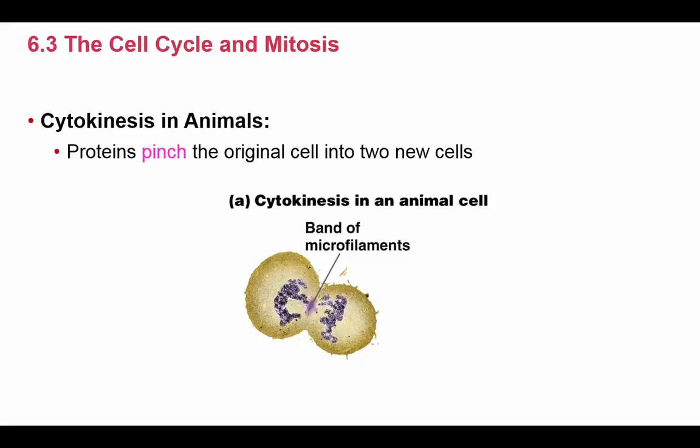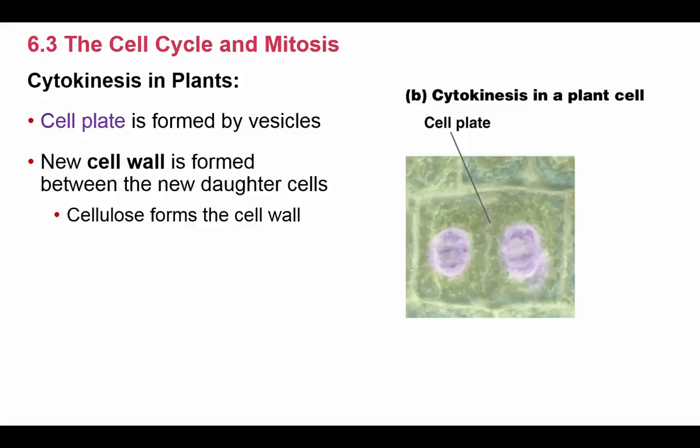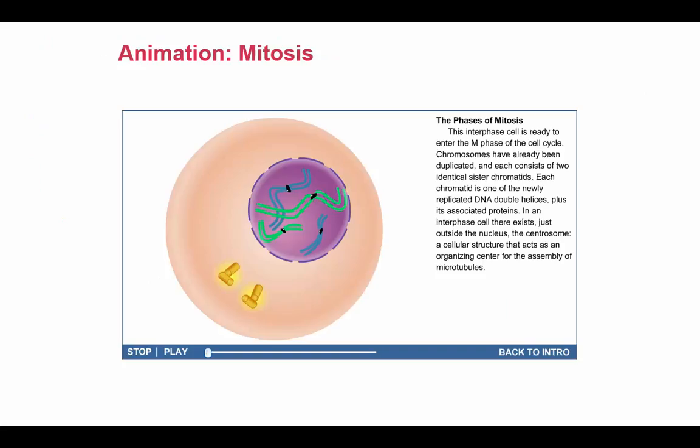Now, for plant cells, remember, in addition to a plasma membrane, they have a cell wall on the outside, and you can't really just pinch a wall in half. So for plants, what happens in cytokinesis is they form what's called a cell plate in the center of the two nuclei, and this cell plate eventually develops cellulose and forms a new cell wall. So where animal cells pinch in half, a plant cell just forms a new cell wall.